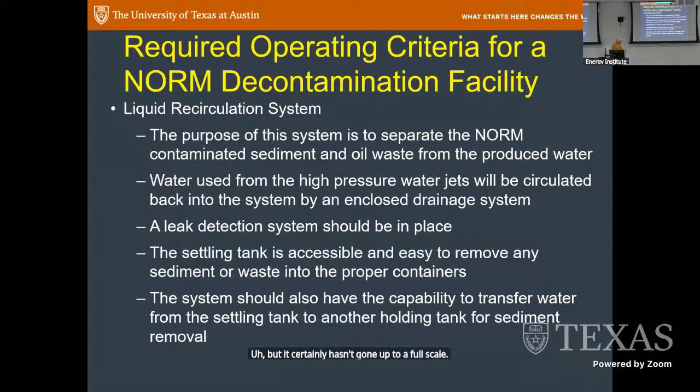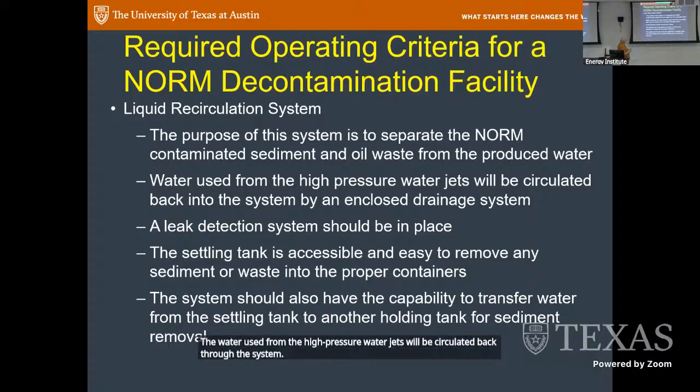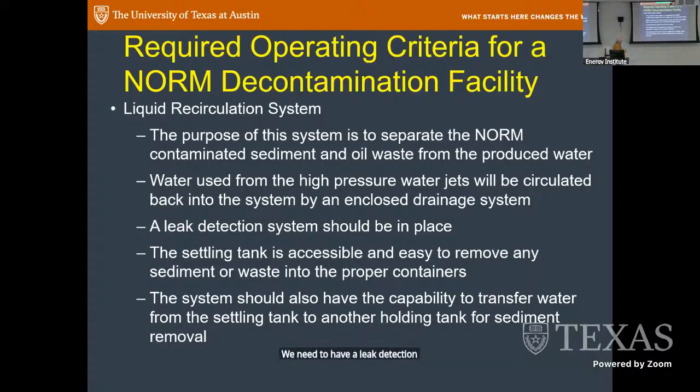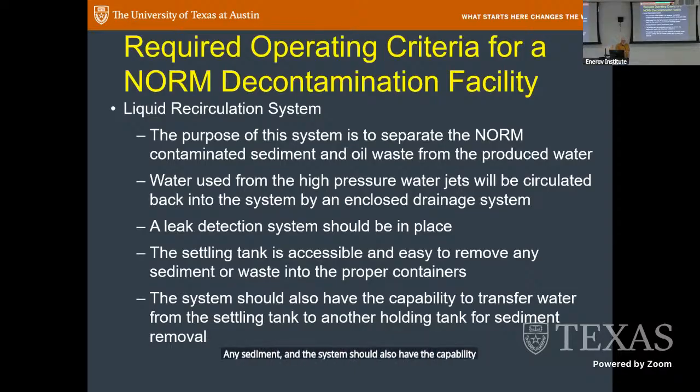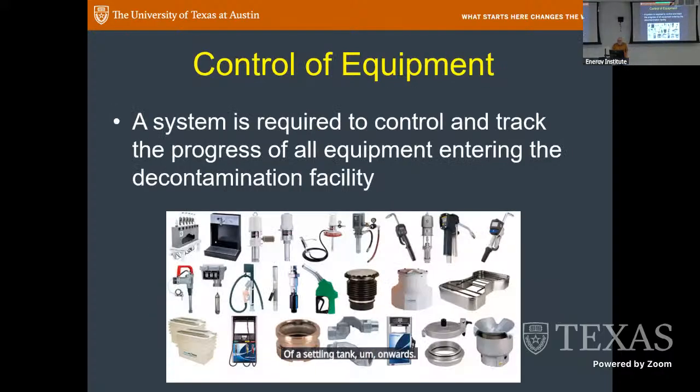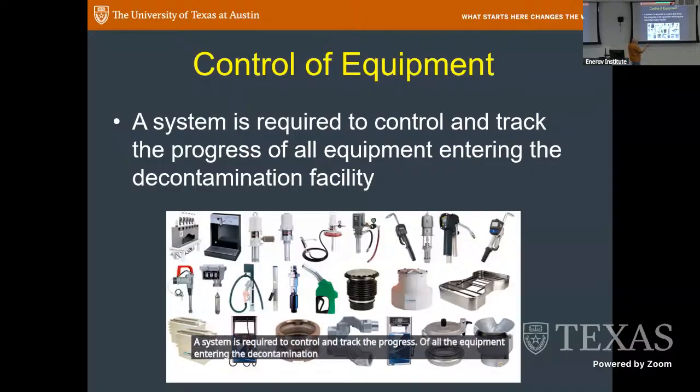The water used from the high pressure water jets will be circulated back into the system. You need to have a leak detection system in place. The settling tank is accessible and easy to remove any sediment. The system should also have the capability to transfer water from a settling tank onwards. Control of the equipment: the system is required to control and track the progress of all the equipment entering the decontamination facility. This is just a list of some of the things which you may be able to see.